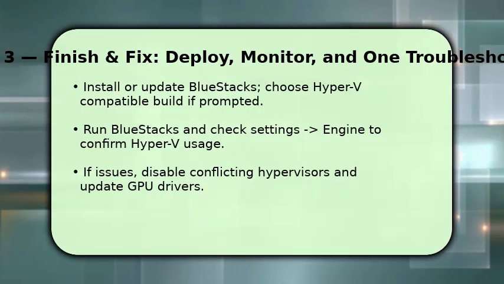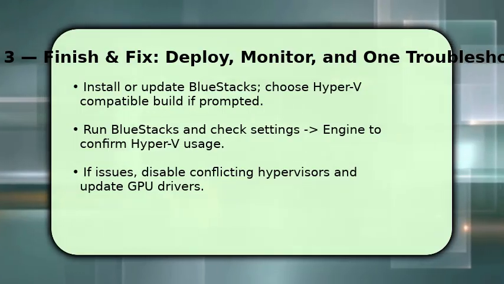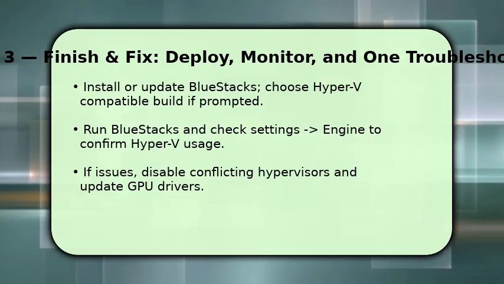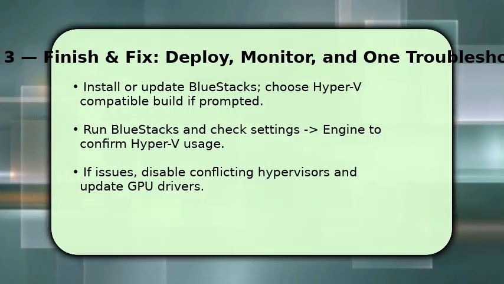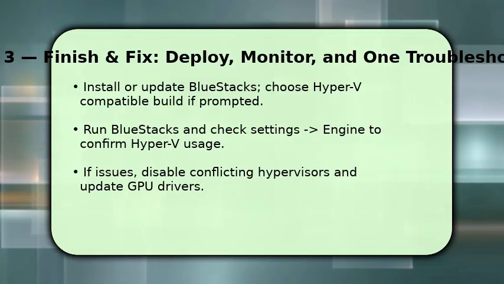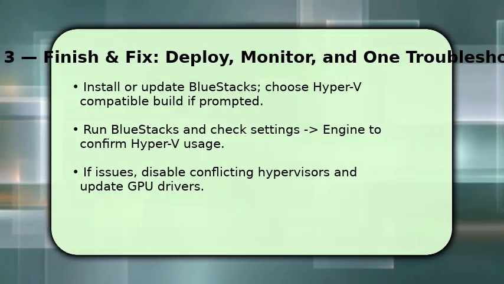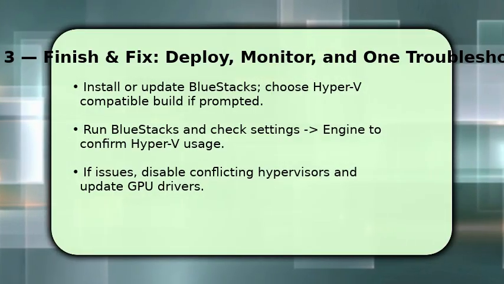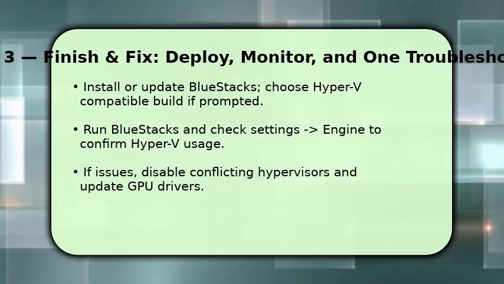Now install or update BlueStacks. Pick the Hyper-V compatible build when asked, because it's tuned for Windows Hypervisor. Launch BlueStacks and navigate to Settings, Engine, where you should see Hyper-V selected. Change performance settings and allocate CPU cores and RAM as needed.